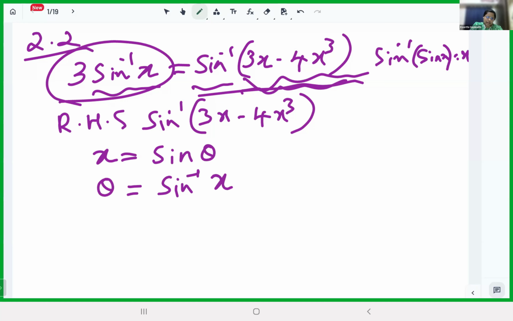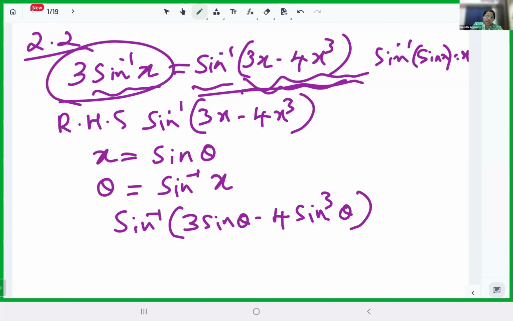Theta will become sine inverse x. So, instead of sine inverse of 3x, I can write sine inverse of 3 sine theta minus 4 sine cube theta. Isn't it? So, this can be rewritten as sine inverse of.